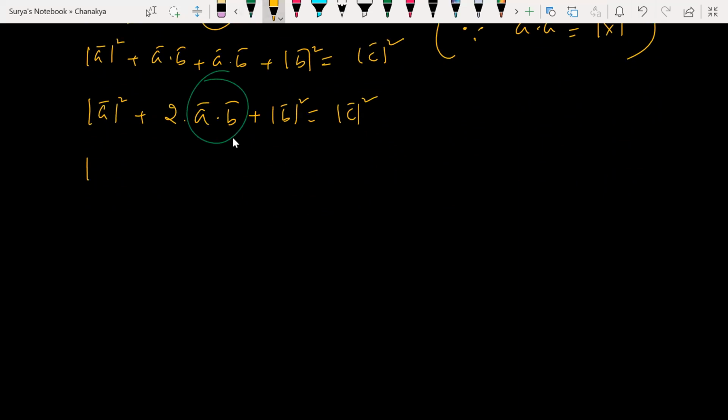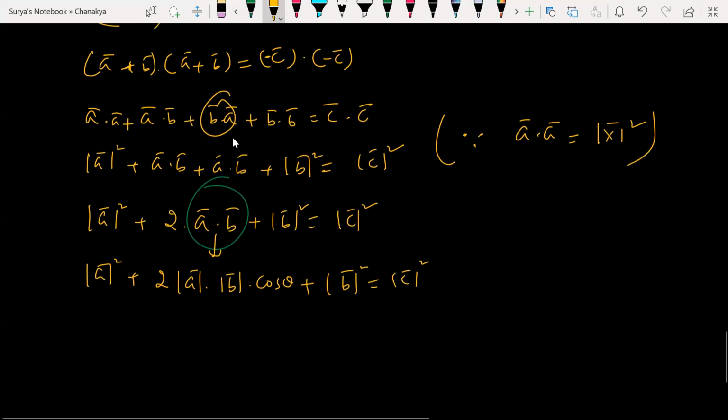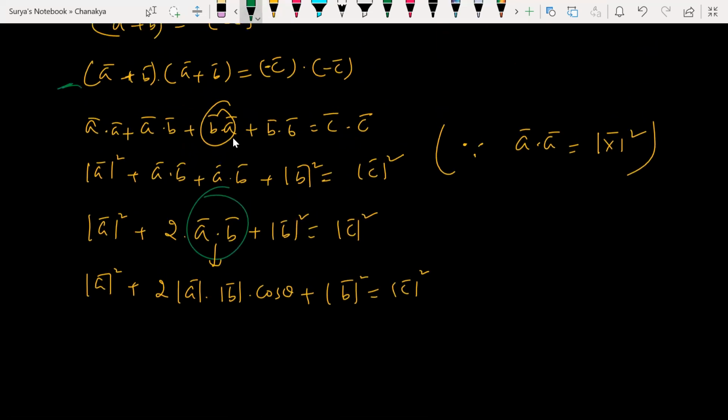That's it. So magnitude of A squared plus, what is the formula for dot product? Magnitude of A, magnitude of B into cos theta. So magnitude of A squared plus 2 times magnitude of A magnitude of B cos theta plus magnitude of B squared is equal to C squared. Guys, for your understanding I'm writing all this stuff. Otherwise, after this stuff you should directly write all this. Okay? Do the mental calculation fast.